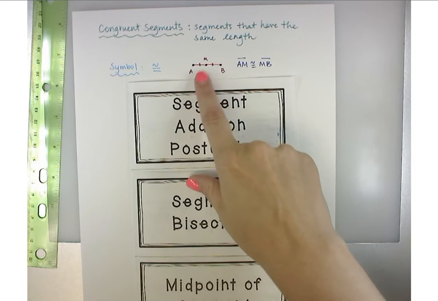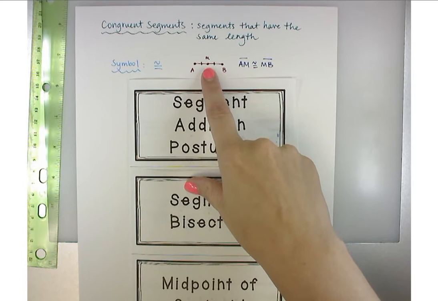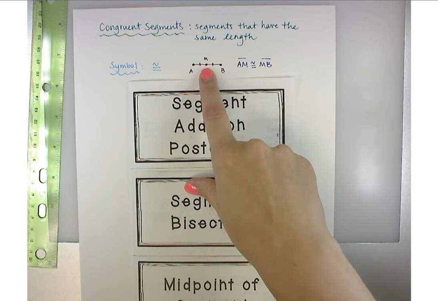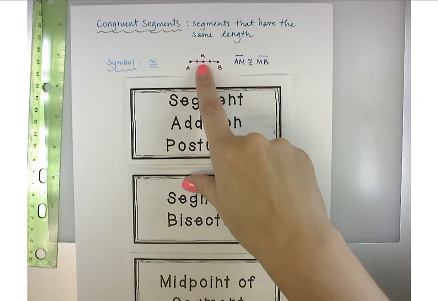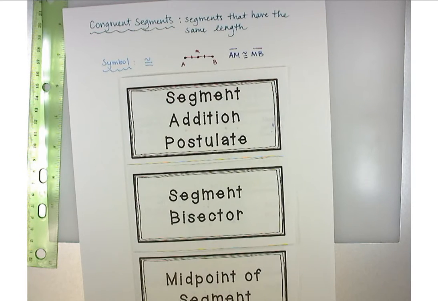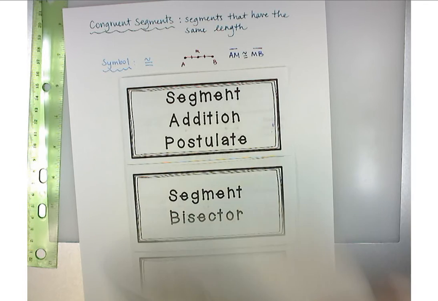Does anybody know what we call M if it splits a segment in two? What do you call a point that splits something in two? You guys remember from Algebra 1? Well, it's written on the handout I just gave you. That is something that splits it in two, but it's not a point. It is the midpoint.